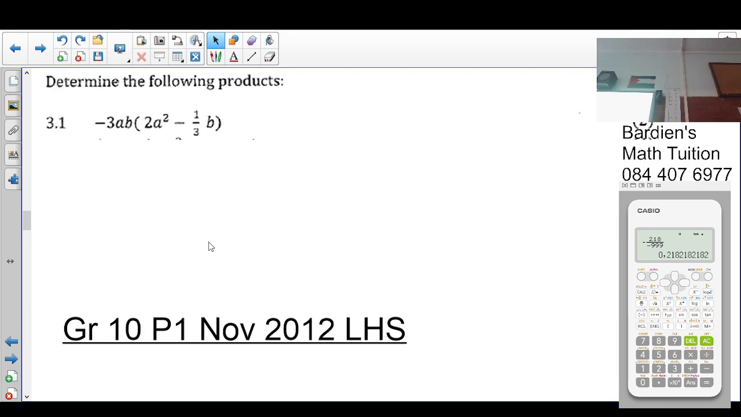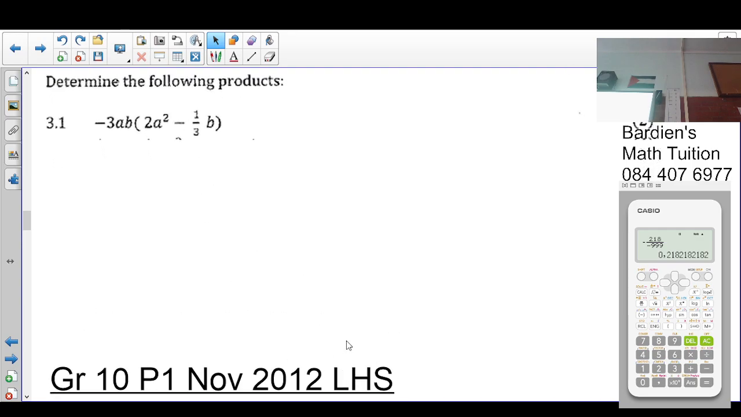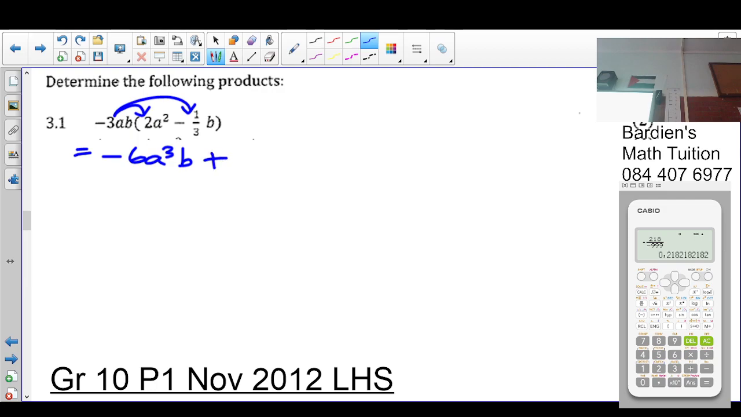Question 3. Determine the following products. So what do we do for products? Get rid of the brackets. Simplify. That's all. So what's negative 3ab times 2a squared? Negative 6a cubed b. Negative 3ab times negative a third b. Positive ab2. Do you agree with that?